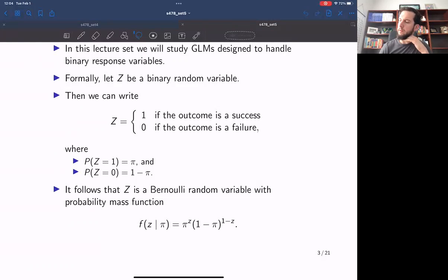We write that the probability that Z takes on a value of 1, or is a success, is equal to pi, and the probability that Z takes on the complement event is therefore 1 minus pi. Okay, and that would be by definition. And this gives us the PMF shown at the end of slide 3. Okay, so f of Z given pi is pi to the Z, 1 minus pi to the 1 minus Z. This is just the PMF of a Bernoulli random variable.